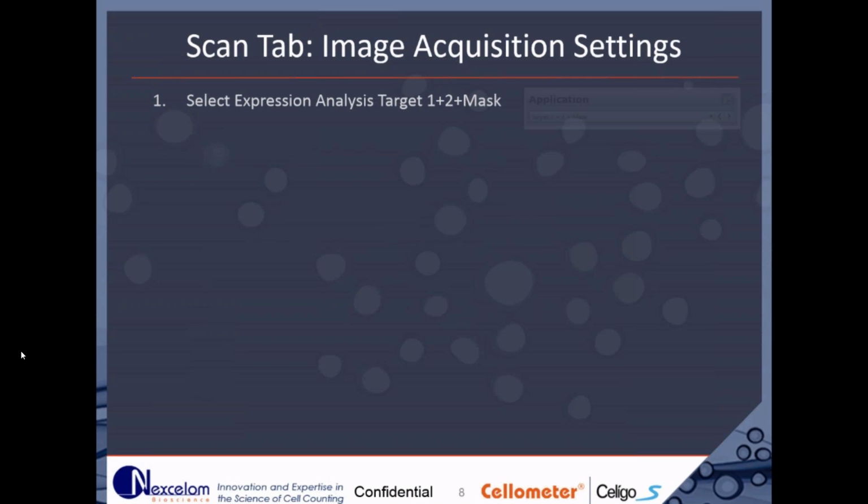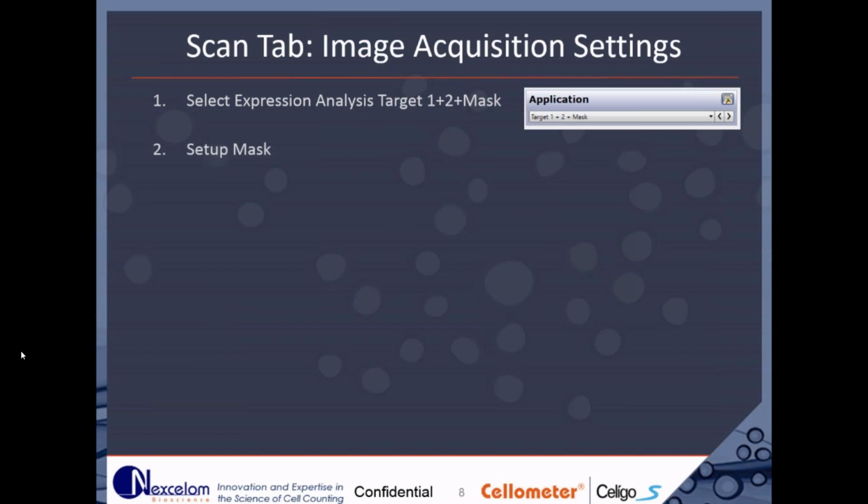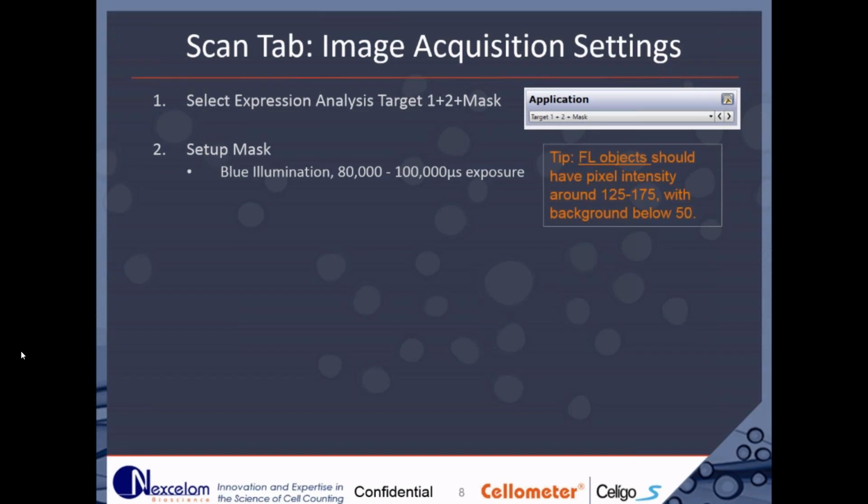So on the Celigo scan tab, you're going to select that from the drop-down menu. So it looks like this on the screen. And then you'll first want to set up the mask channel, which is going to be our Hoechst stained cells. So we'll have the blue illumination, and that usually is around 80 to 100,000 microsecond exposure. Your object pixel intensity should be between 125 and 175 with the background about 50. So just hovering your mouse over the screen, you'll see the pixel intensity displayed at the bottom of the Celigo GUI.